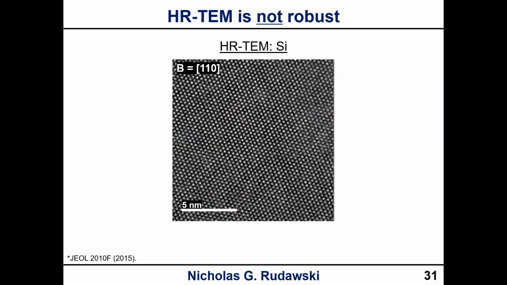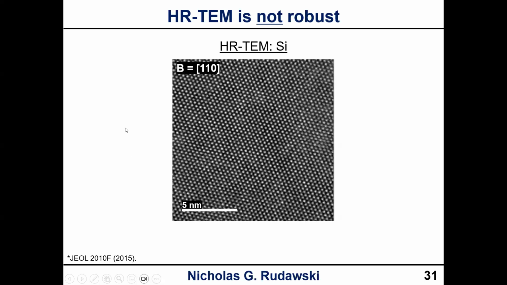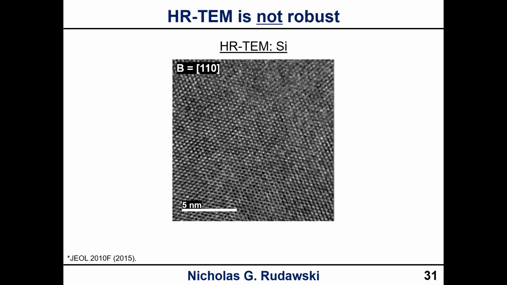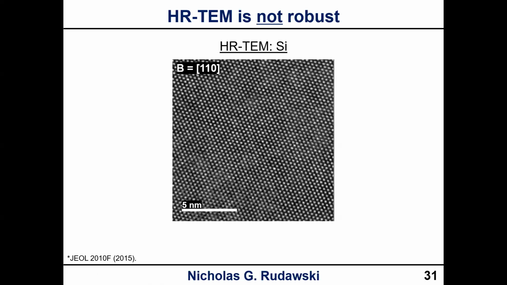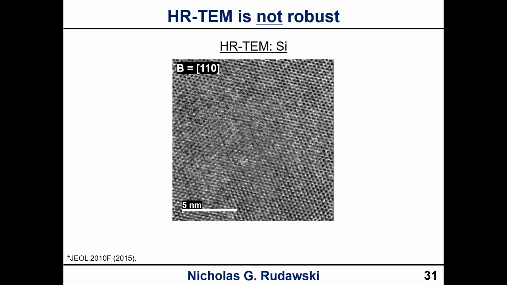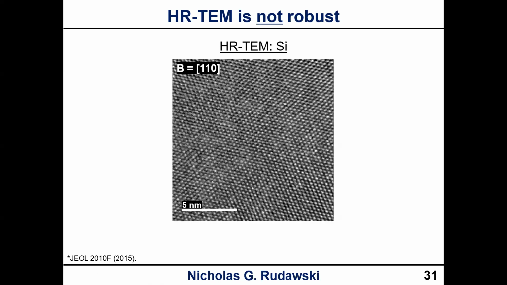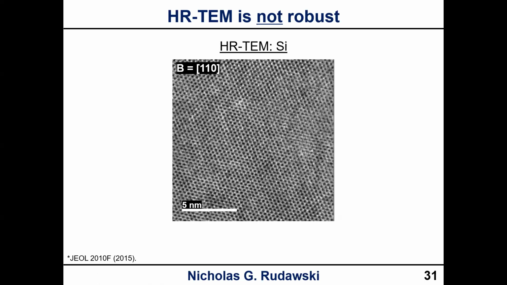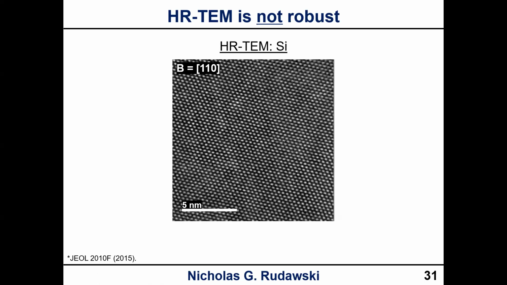And here's more proof of this. Again, this is high-res of silicon, and this is a short video, and you're going to watch what happens as I change the objective lens. The contrast in the lattice fringes changes dramatically, and I can actually get the same contrast as I go through a certain amount of defocus. So I'm back to the same contrast again.